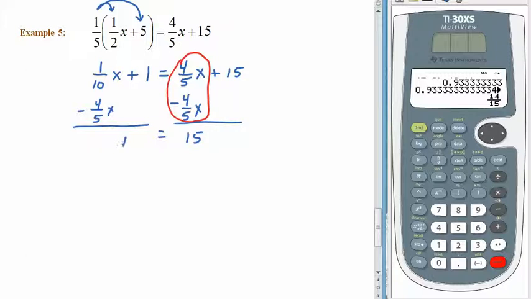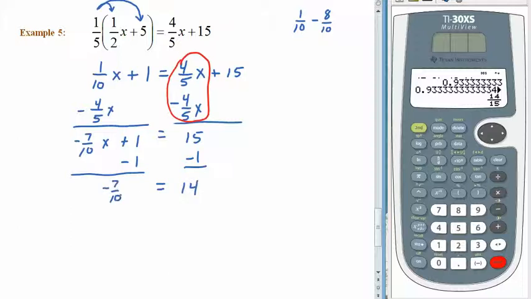On the left-hand side, well, there's a plus 1, and I have 1/10 minus 4/5. Our common denominator is tenths, so really we're looking at 1/10 minus 8/10, which is -7/10 of an x. Hopefully you did that without your calculator. Okay, now we need to get the constants on the right-hand side, so we'll subtract 1 and subtract 1 again. Equals stays right where it is. 15 minus 1 is 14, and the left-hand side is -7/10 of an x.